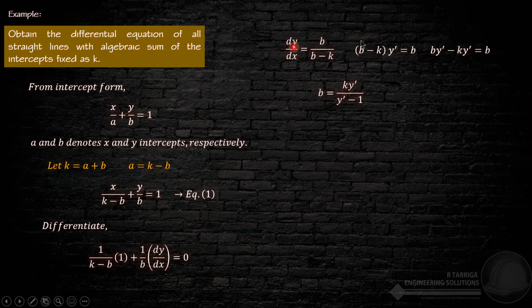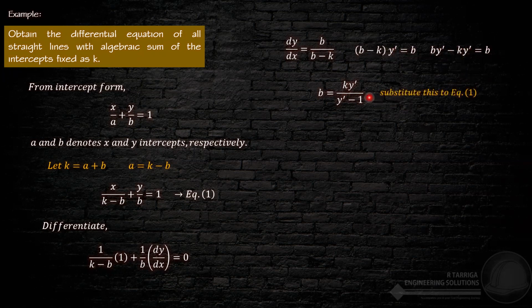So, from here, naging ganito. I-distribute ko lang yung (b − k), i-cross multiply. Since dy over dx is y prime, is equal to b. Distribute y prime, naging ganito. And i-transpose ko yung by prime doon sa kabila. And that will become ito. No? Okay. So, that's it.